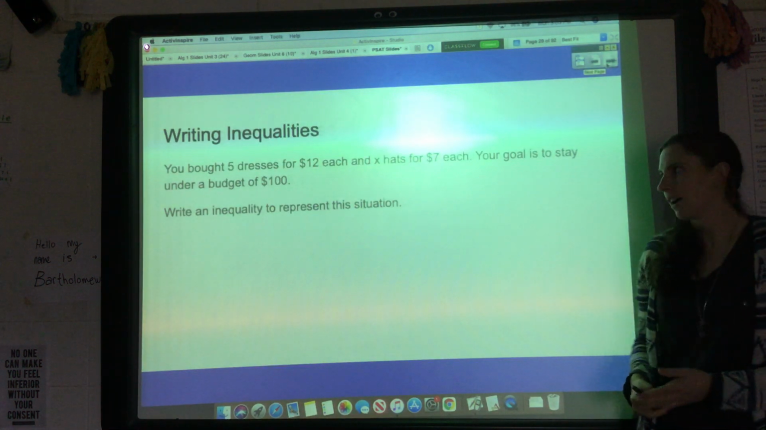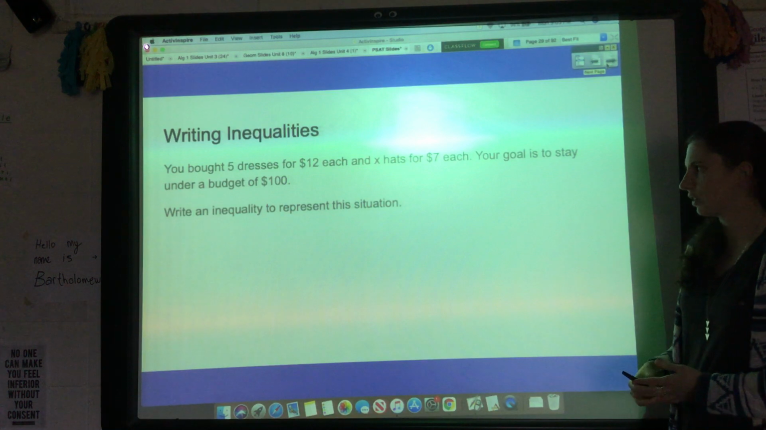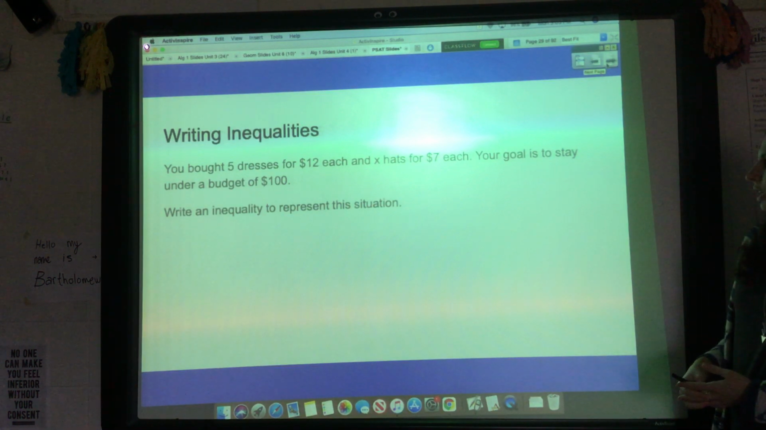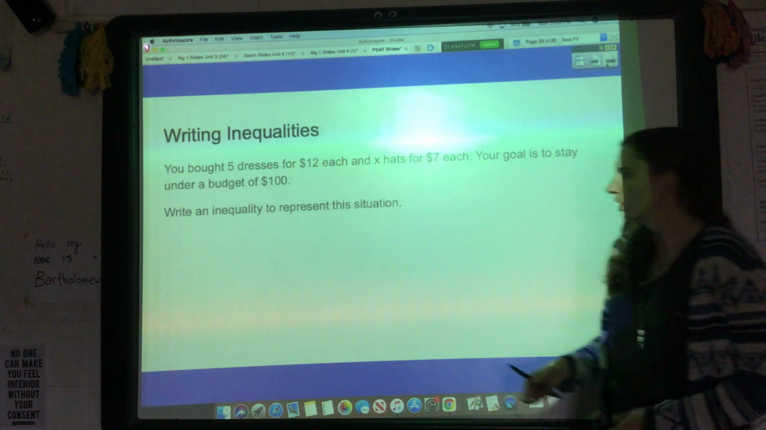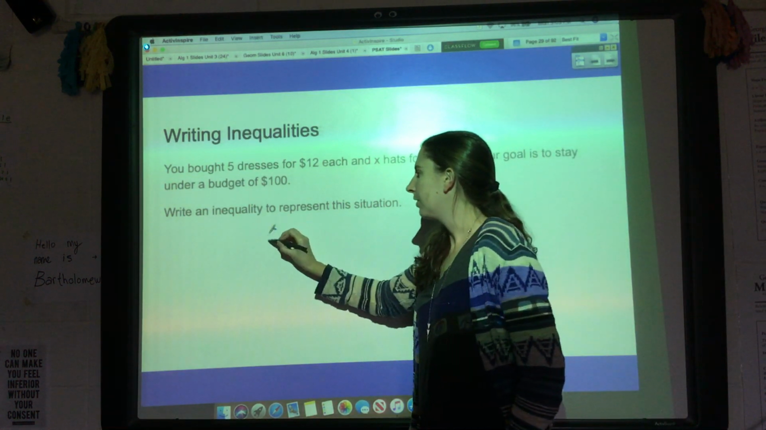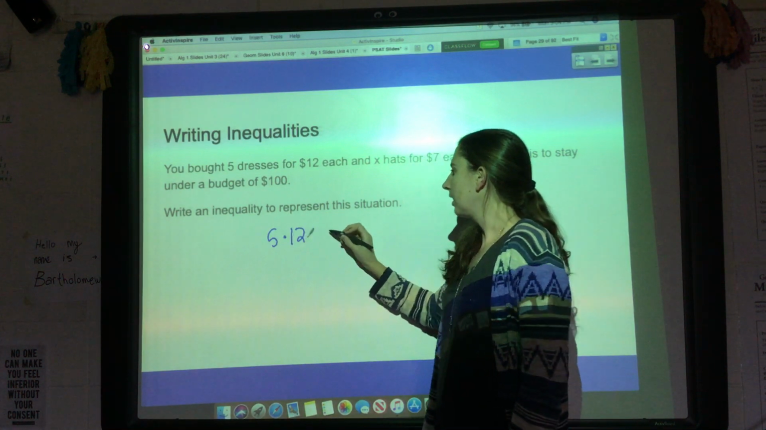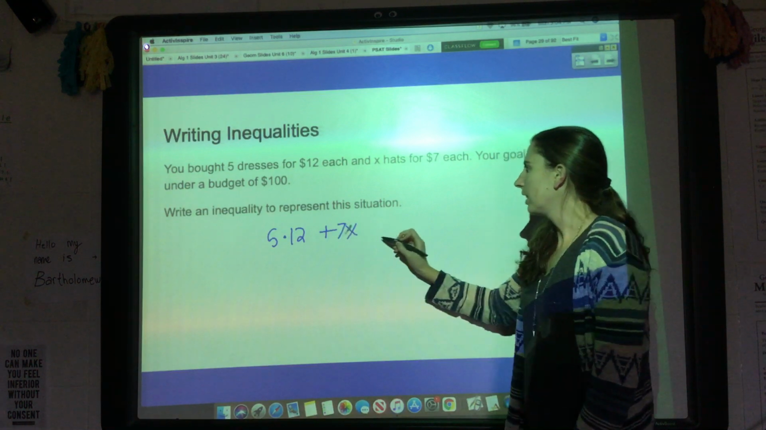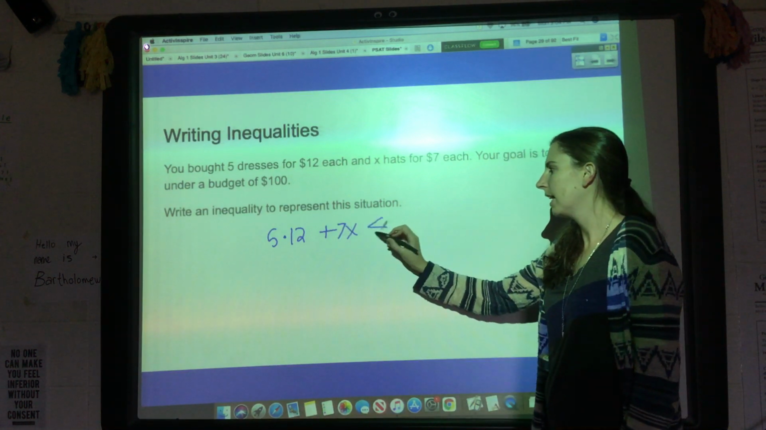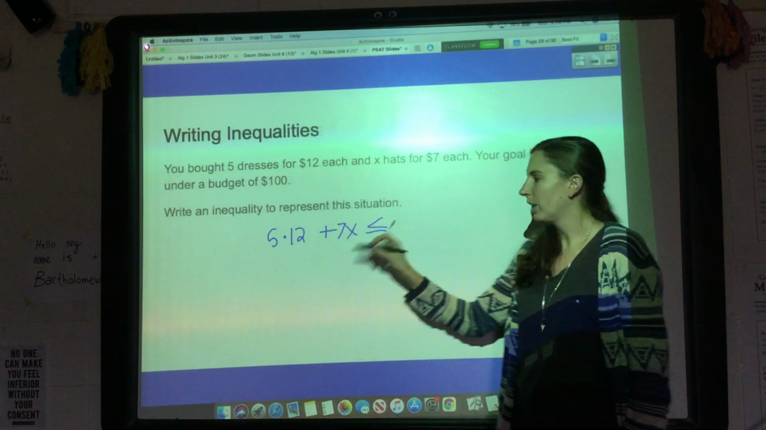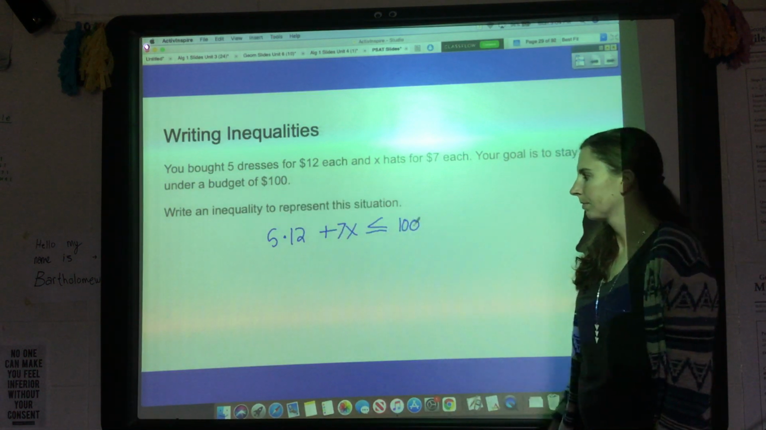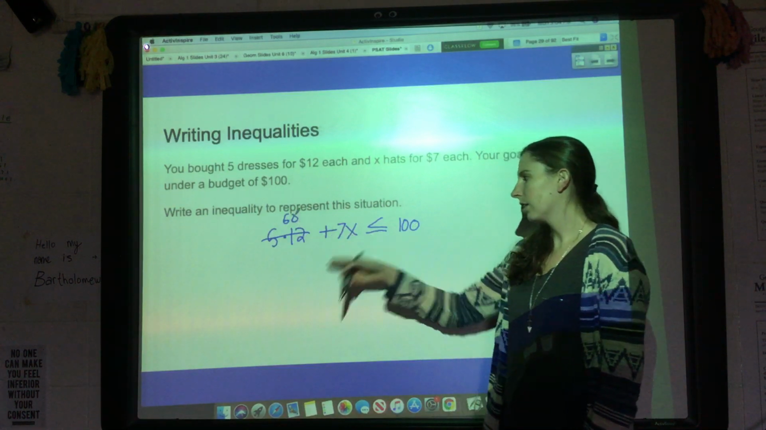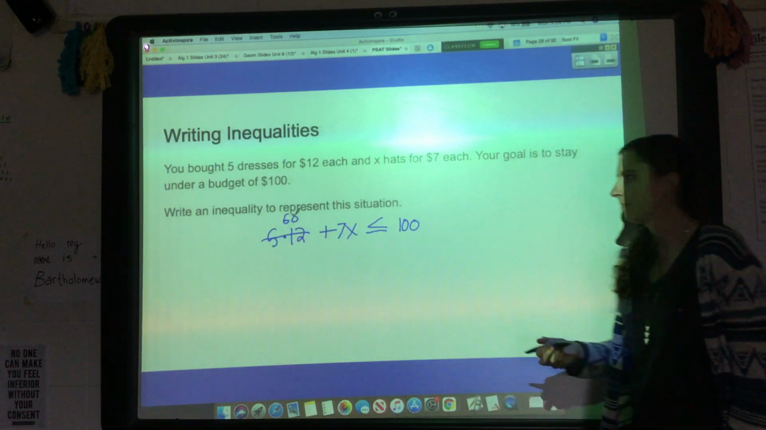Let's do an inequality now. So you bought 5 dresses for $12 each and X hats for $7 each. Your goal is to stay under a budget of 100. So just pretty much do what it says. 5 dresses times $12 each plus X hats times $7 each. And that has to be less than or equal to your budget, $100. If you want to simplify this and make it a 60, you can, but either of those are accurate.